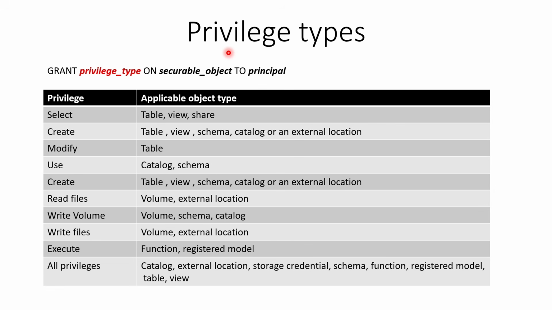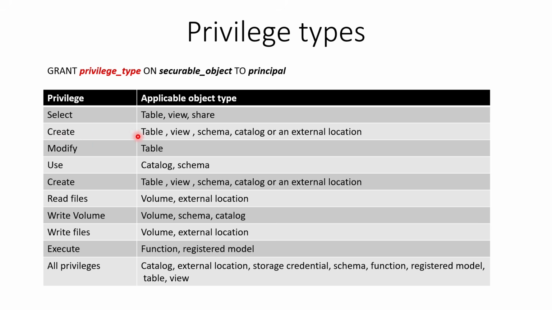A privilege is a right granted to a principal to operate on a securable object in a MetaStore. Let us discuss the privilege types and their applicable object types. Select, if applied to a table or a view, allows a user to select from the table or view, if the user also has use catalog on its parent catalog and use schema on its parent schema. If applied to a share, this allows the user to select from the share.